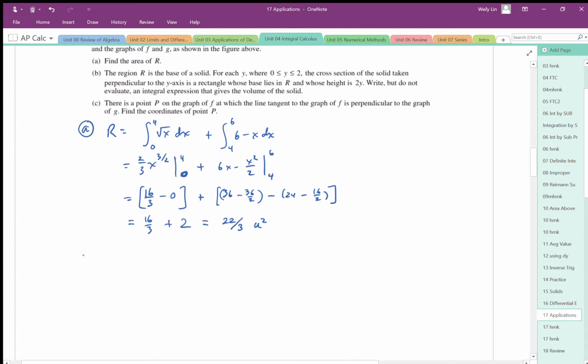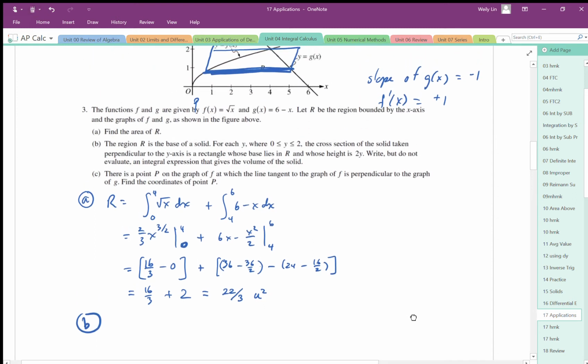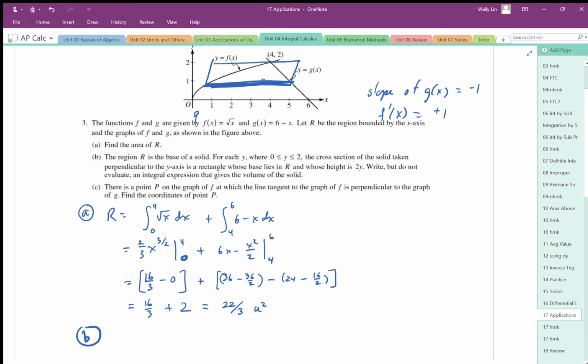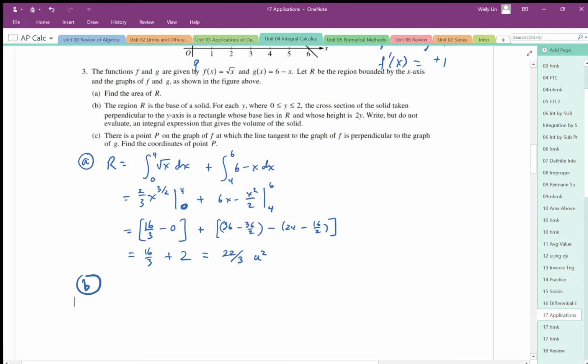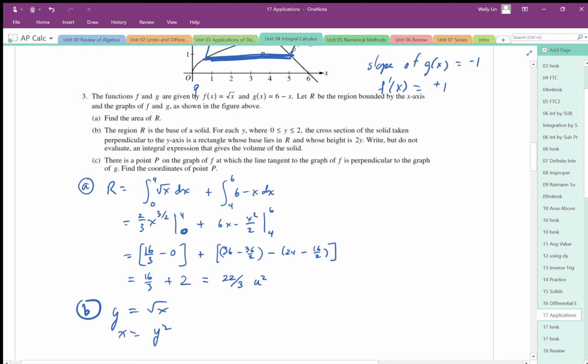So for part B, we need to express the x position in terms of y, because we want to get this horizontal length. So we're going to use the x positioning. If f of x is root x, y equals root x, then x is equal to y squared. For the other one, if g is equal to 6 minus x, then x is equal to 6 minus y.